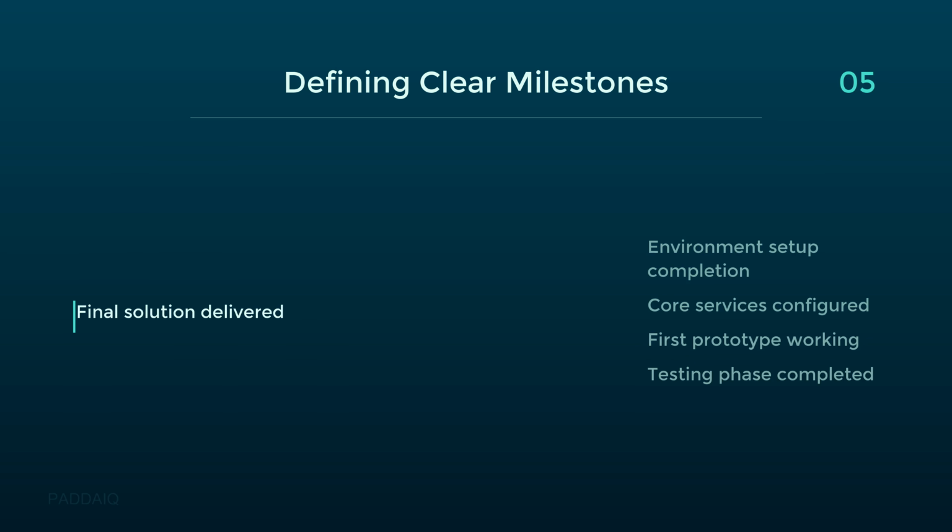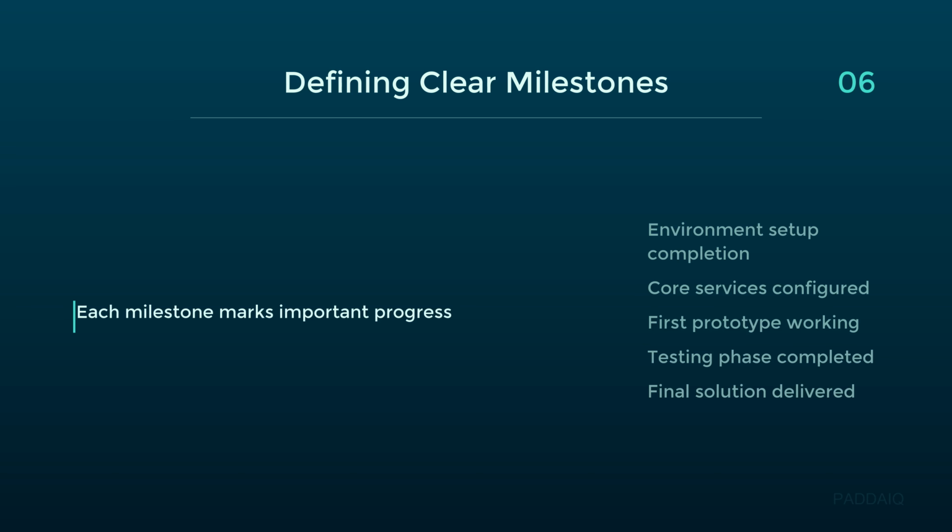Final solution delivered means the project is complete and fully functional. For example, after developing and testing a mobile app for sales teams, it is deployed with training and support. This milestone confirms the business can start using the solution to achieve its goals, marking the end of the implementation phase.